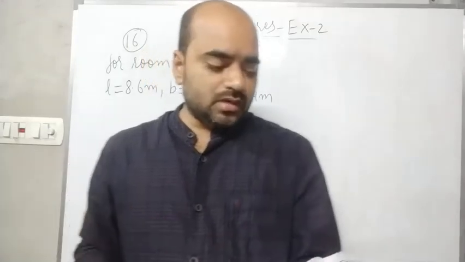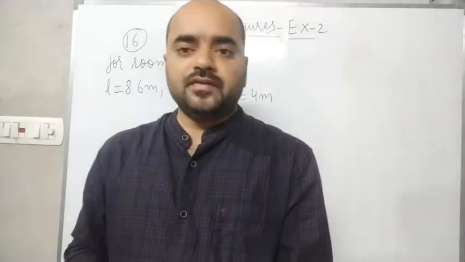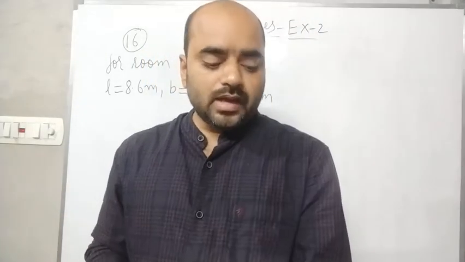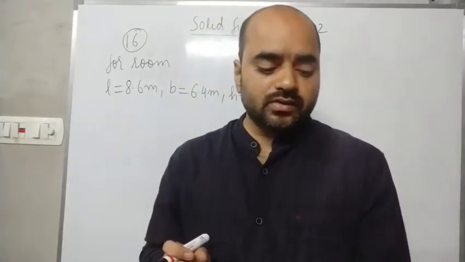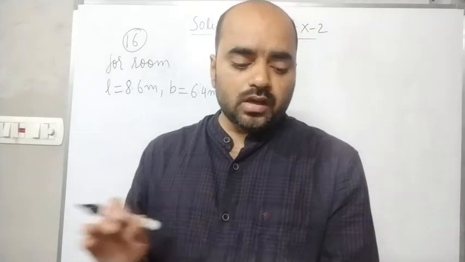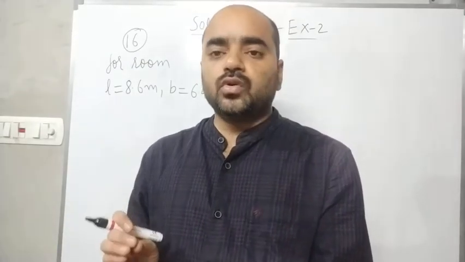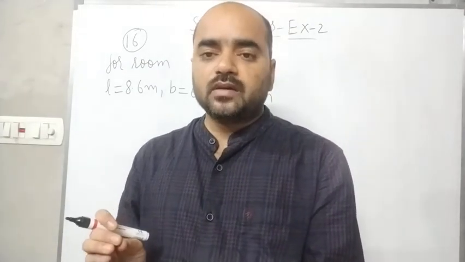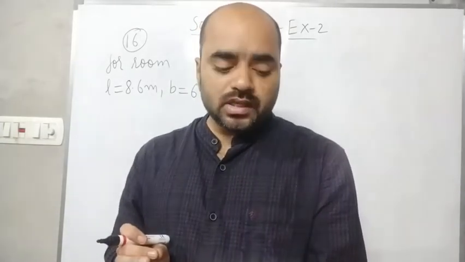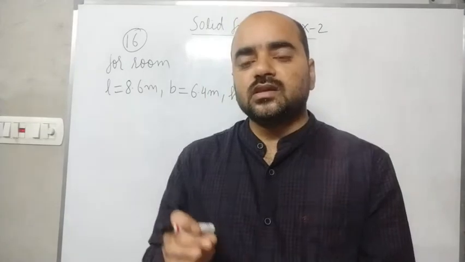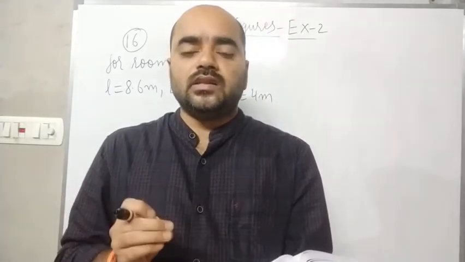Next is question number 16. 15 is your homework. The dimensions of a room are given: length, breadth, height 8.6 into 6.4 into 4, all in meters. It has two doors, each measuring 2 meters by 1 meter, length and breadth of the door, and 4 equal windows in the shape of squares.